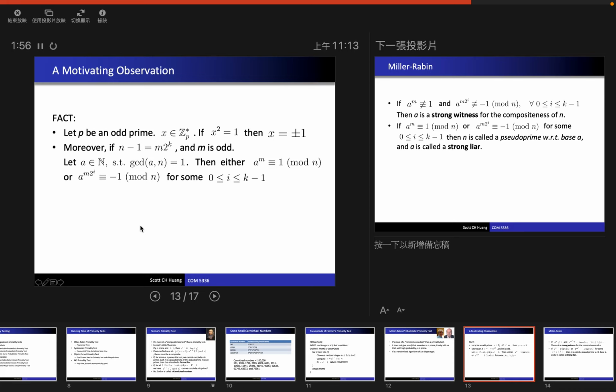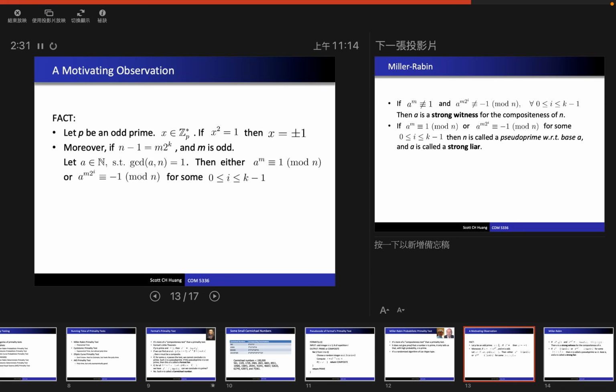And then we can also check Fermat's little theorem. Now, the idea is that Fermat's primality test only does one test, as compared to the many tests of the Miller-Rabin, which we'll explain later.